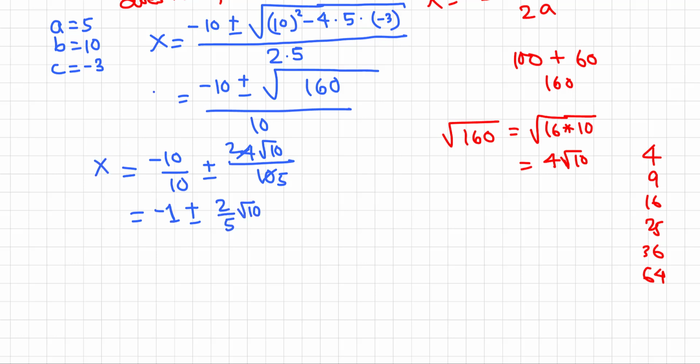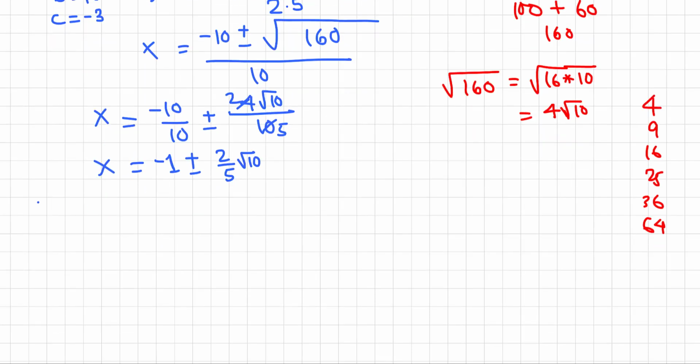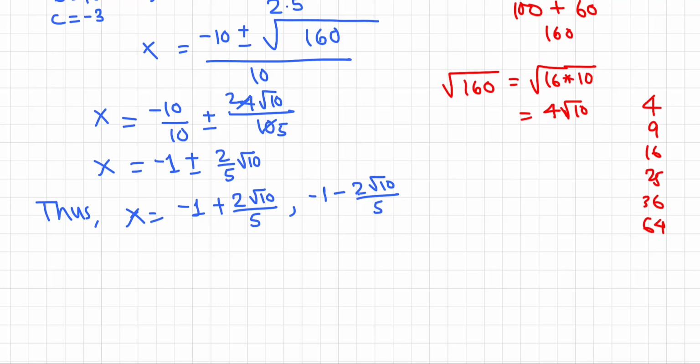So that's x. We got two x values. We can write x is negative 1 plus 2 root 10 over 5, one solution, comma, negative 1 minus 2 root 10 over 5. This 5 is just for this term, not all of it. So there are two answers. Braces are not needed. Final.